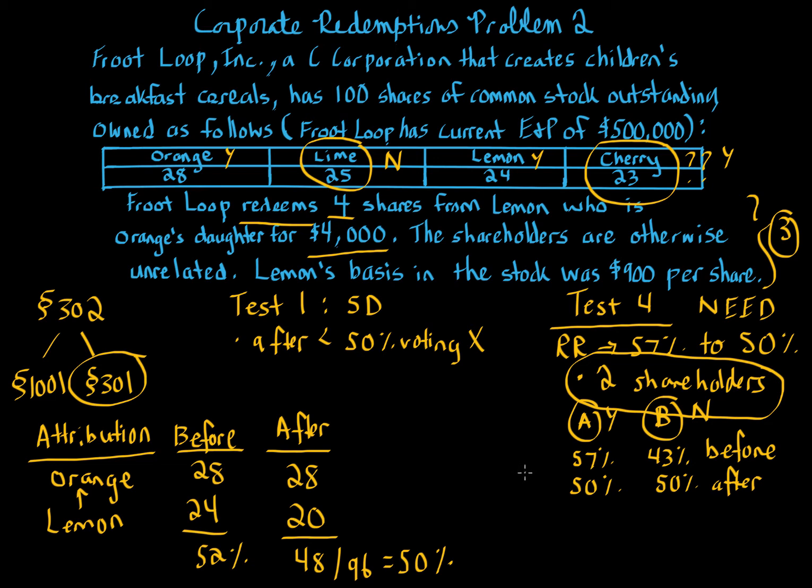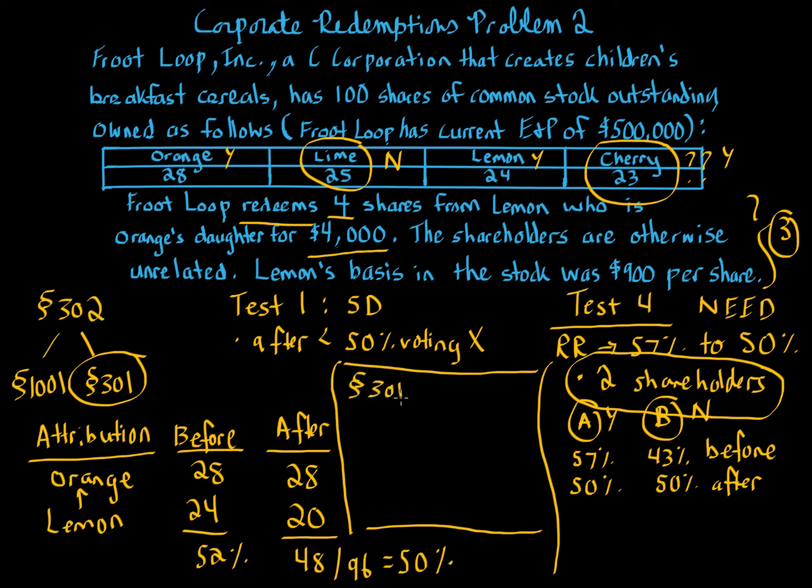Again, you can have arguments for both sides, but more likely than not, it's going to be a Section 301 distribution. That's how the courts think about things. They think about the possibilities of how this works. Okay? So we have a Section 301 distribution of $4,000 to Lemon, right? $4,000 301 distribution.